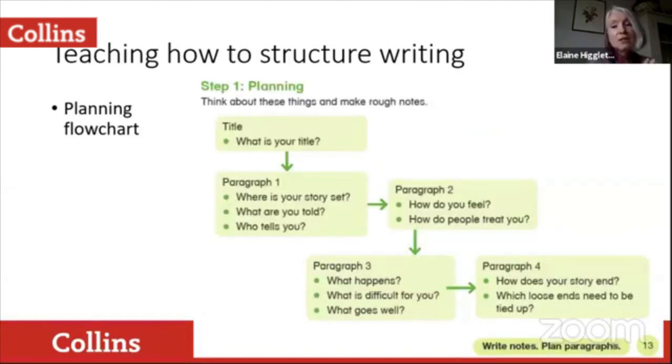So the first strategy that might work for some students is to do a planning flowchart. This kind of strategy would work very well if you have students who think quite logically, or who think in a line, who think in a very linear way. So the first step in the planning might be to do a planning flowchart, where students say, this is my title, this is paragraph one, this is paragraph two, then paragraph three, then paragraph four, then paragraph five.